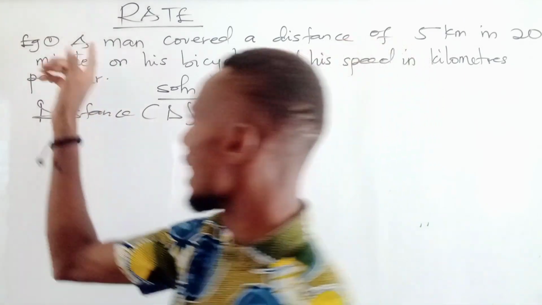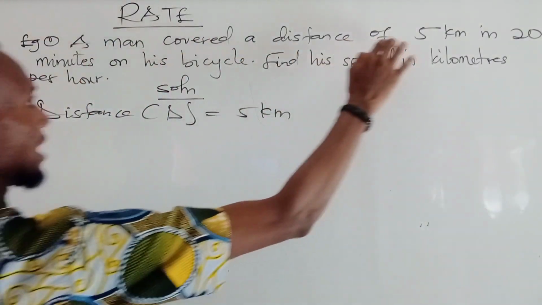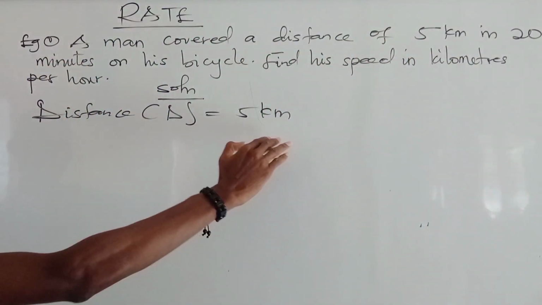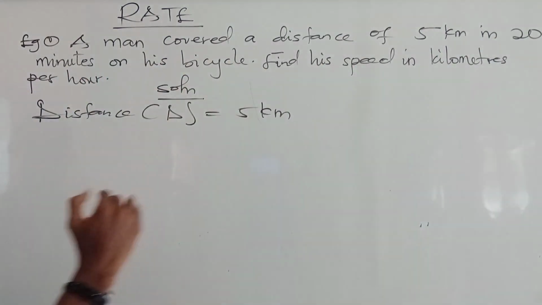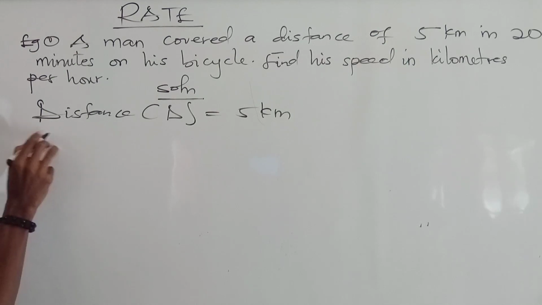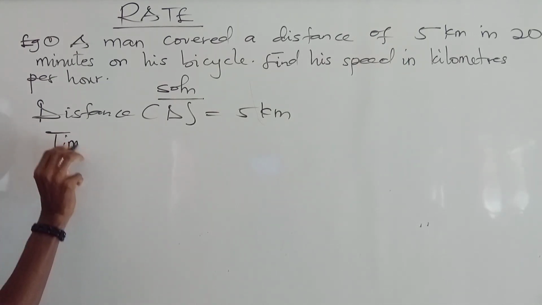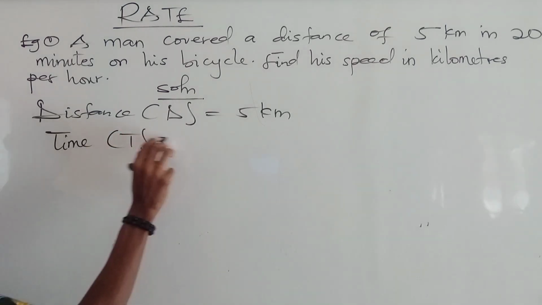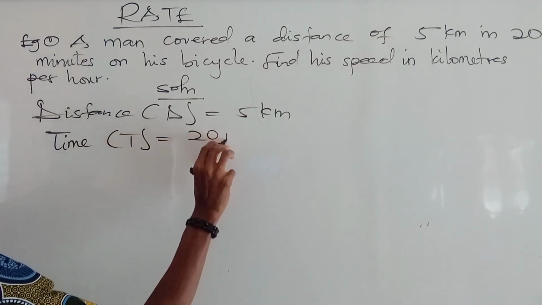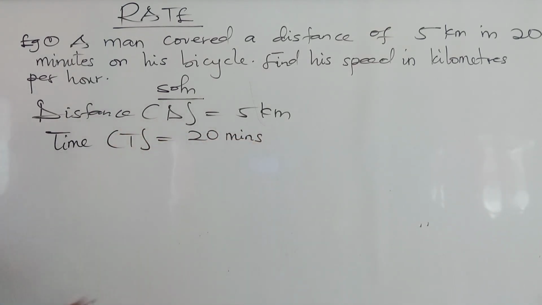Now, a man covered a distance of 5 kilometers. That's what we've written down. In 20 minutes. So we have been given the time. So I'm going to write my time down. Write time in full, then in brackets T equals 20 minutes. I hope you understand and you agree with me up to this point.